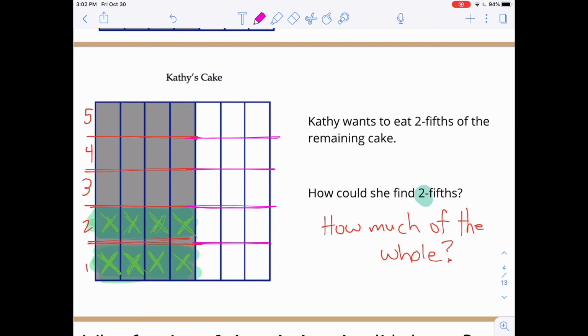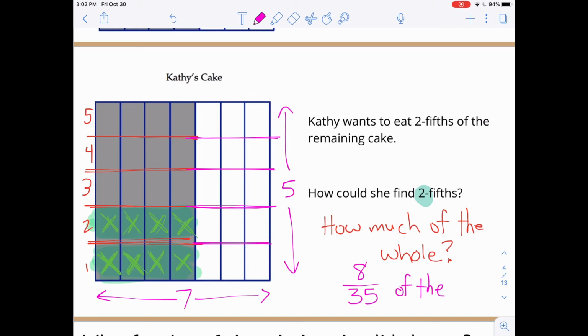But in order to say what fraction this is, I need to know how many total parts there are. So this is 7 across, and it's 5 up and down. 5 times 7 is 35. There are 35 total parts. She's eaten 8, so she's eaten 8/35 of the whole cake.